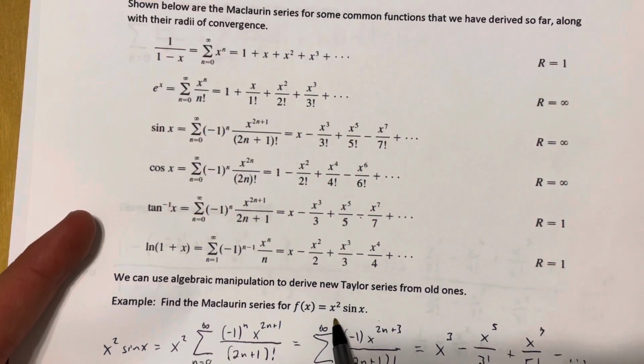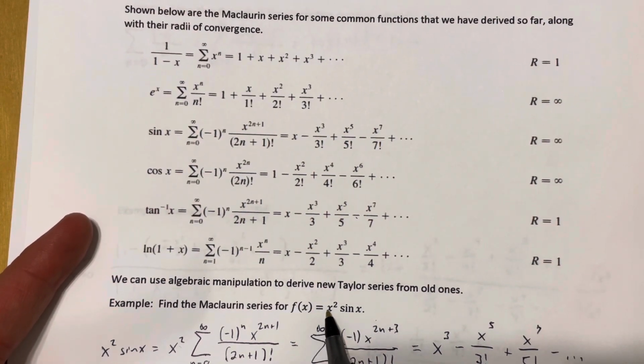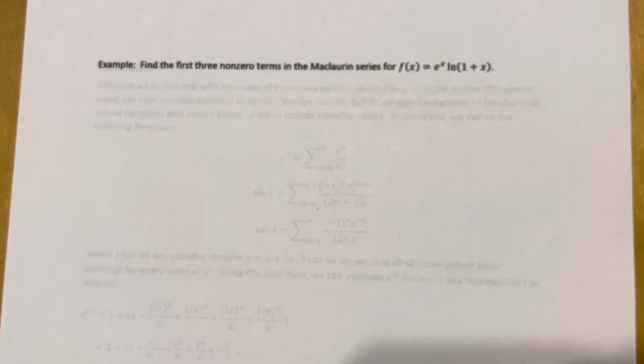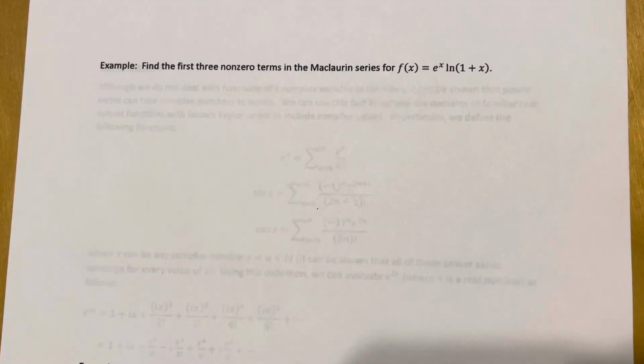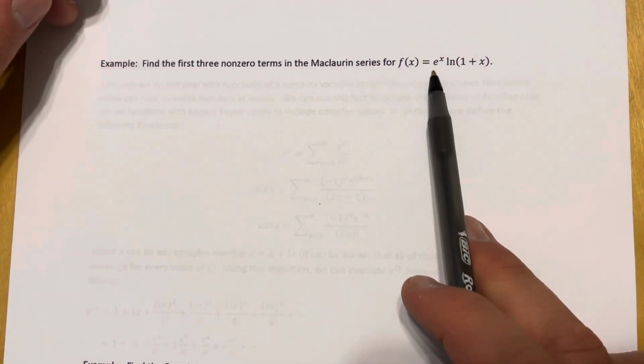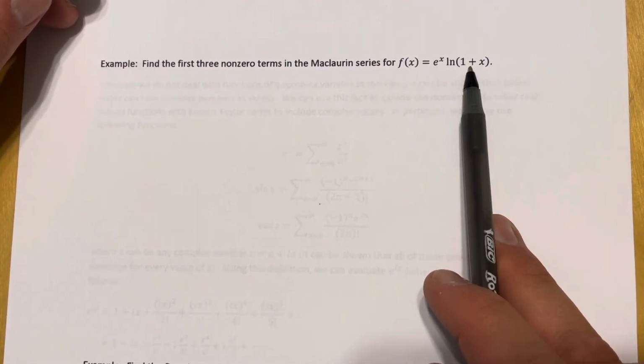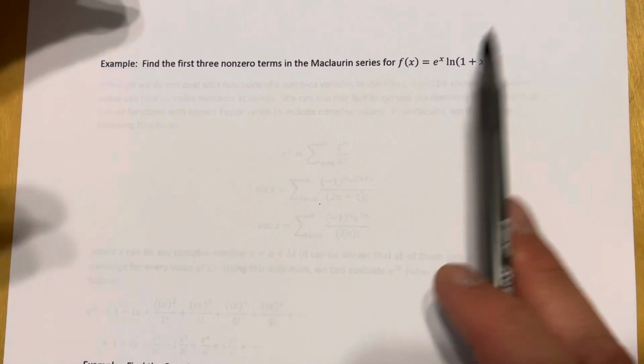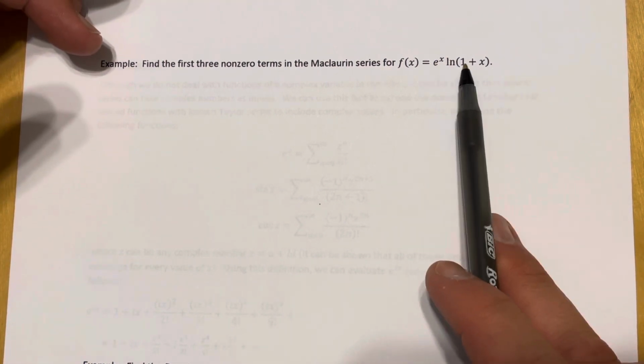It was this example right here. We found the Maclaurin series for x squared times sine of x, and we saw that all that we had to do was multiply an x squared to each term of our Maclaurin series for sine of x. This is a little bit different because neither of these factors in this product are x to a power. They are each functions that have their own Maclaurin series.